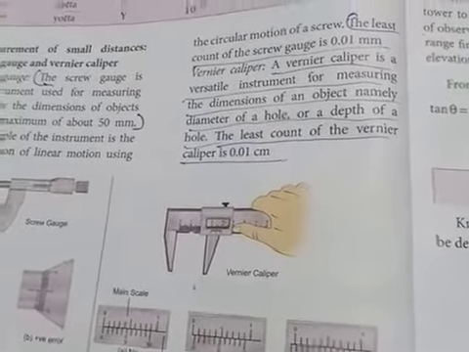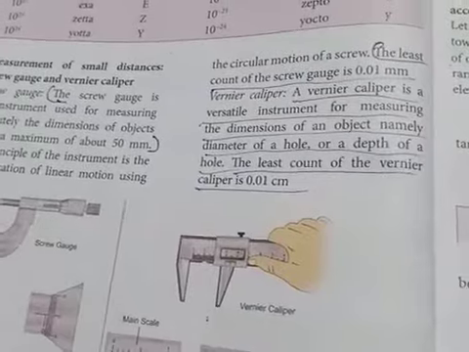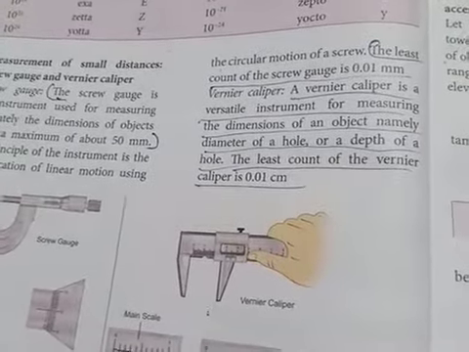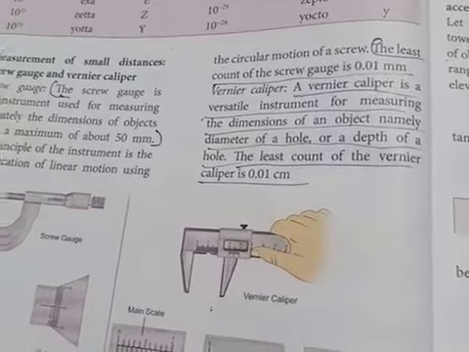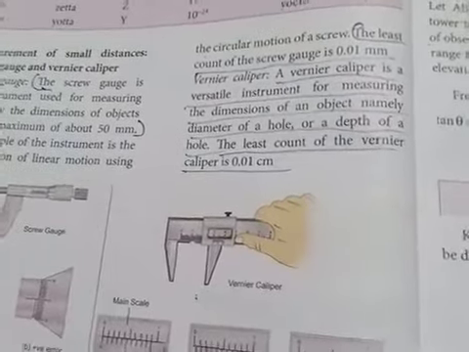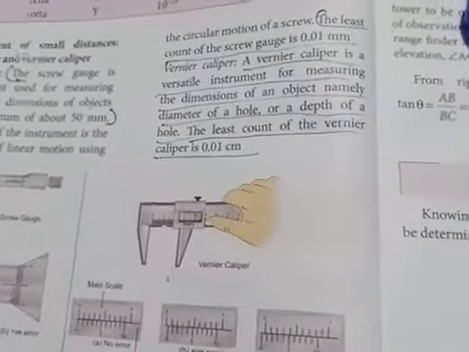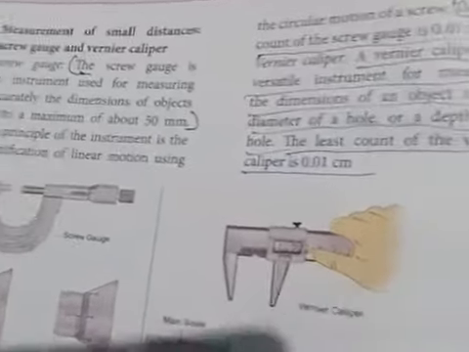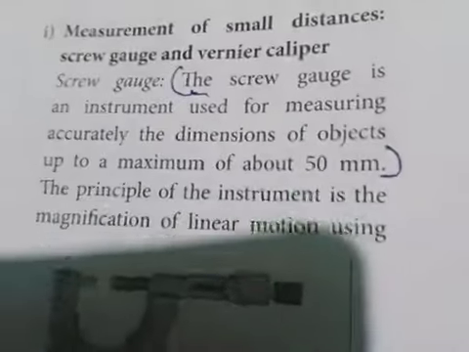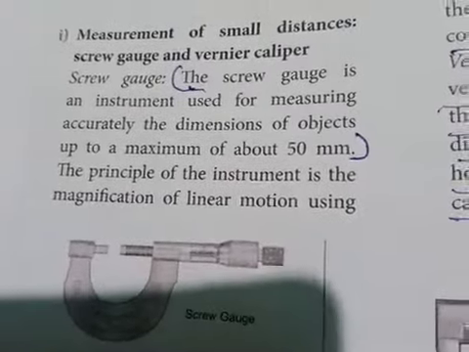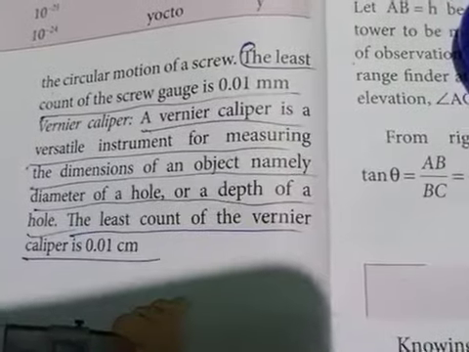So it is a 3-mark question. They ask you to write about the screw gauge and or Vernier caliper, along with the radar method or parallax method or triangulation method. So you can take a screenshot of the screw gauge and Vernier caliper, and study these two things.